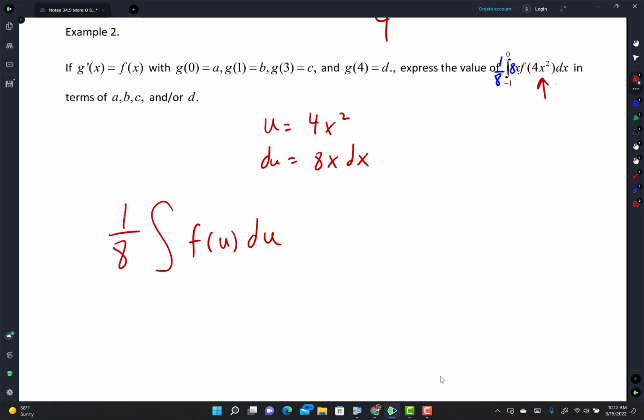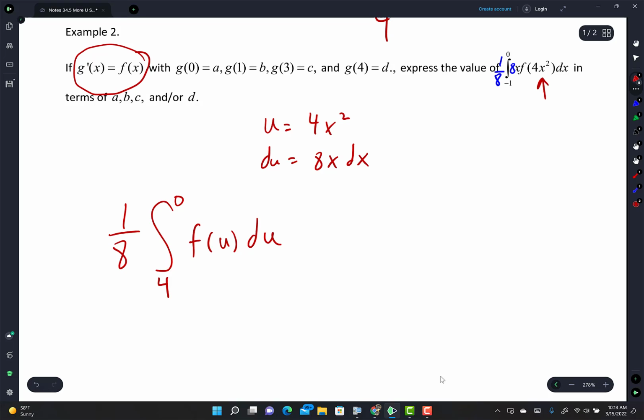What's my lower limit? It's not -1. Plug -1 into x squared. -1 squared is 1, and then 1 times 4. So my lower limit is 4. My upper limit, plug in a 0. 0 squared is 0. 0 times 4 is 0. So there it is.